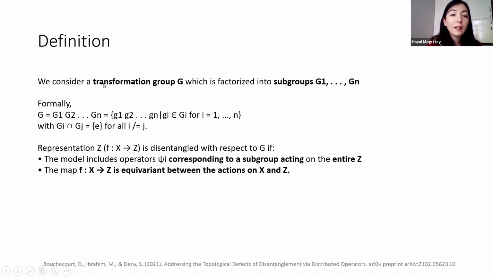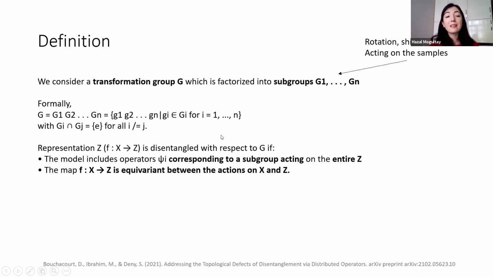We are trying to find a transformation group G, which is factorized into subgroups. You can think of these subgroups as transformations, such as G1 can be rotation, Gn can be shift. These are acting on original data samples. So we can rotate our original image. Their intersection is empty. So we are looking for a representation. This function is called the encoder in our machine learning terms. We are looking for a disentangled representation based on this group definition.